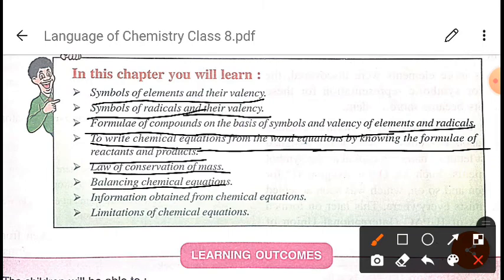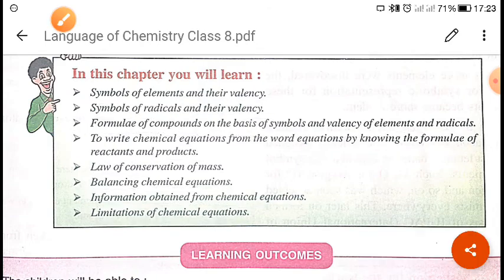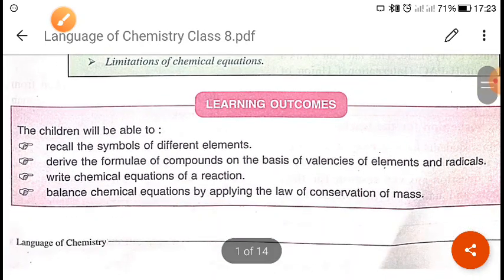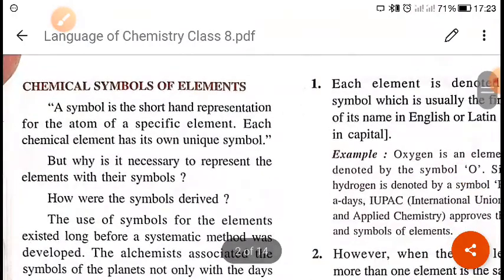Next we will see balancing of chemical equations, how to balance a chemical equation. And after that we will see the information obtained from chemical equations, what information we can obtain from them. And at last we will see the limitations of chemical equations. So first of all, we will start with the symbols.